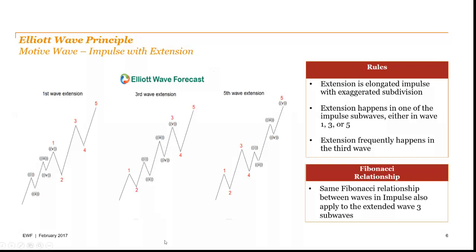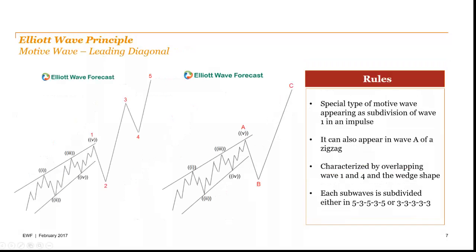Now we've got another type called a diagonal. Like I said, it's 5 waves, but it is a diagonal. So what is a diagonal? Well, a diagonal is pretty simple. You guys know what a wedge is? A wedge looks like this, right? A diagonal always looks like a wedge, like this. It's kind of converging, right?